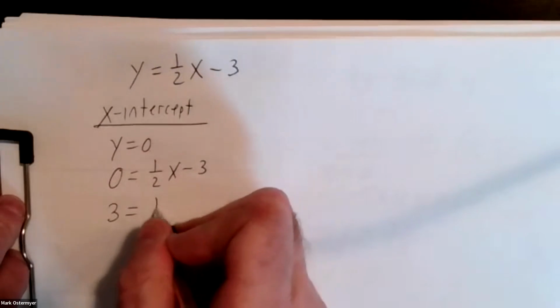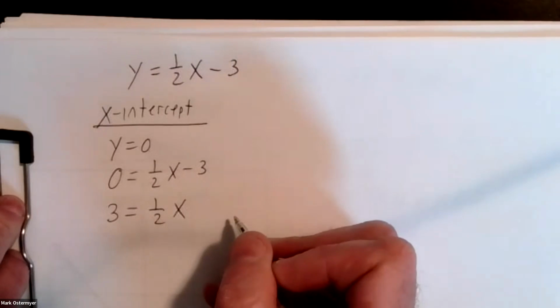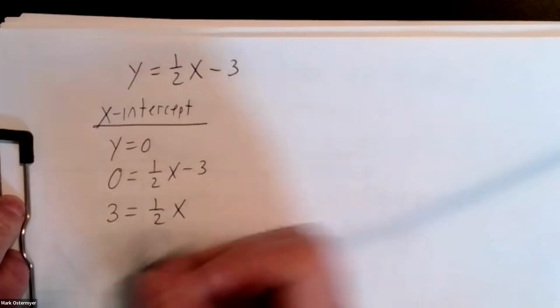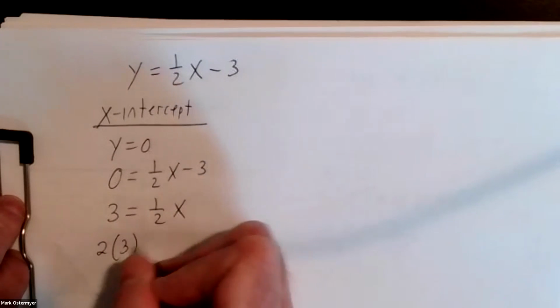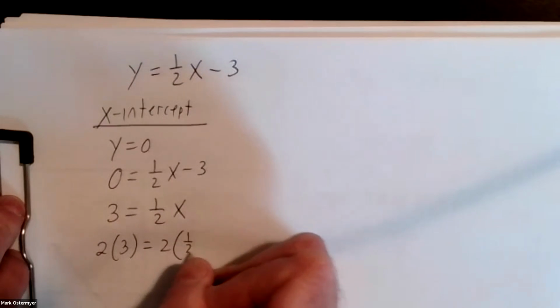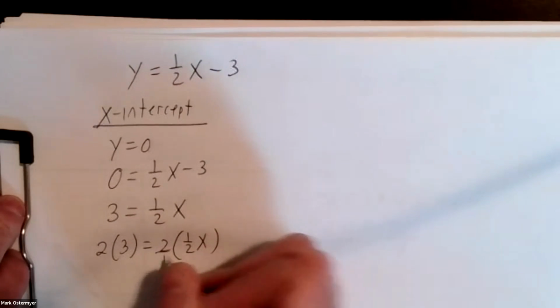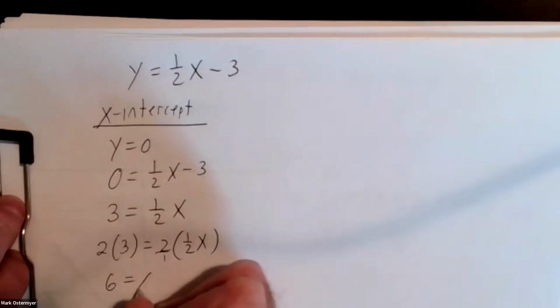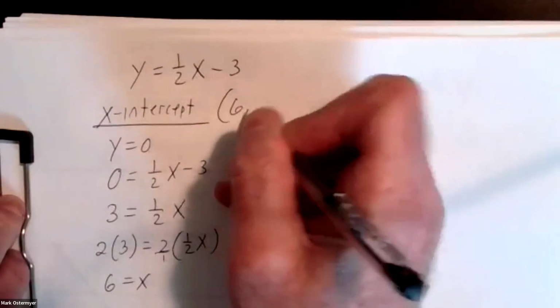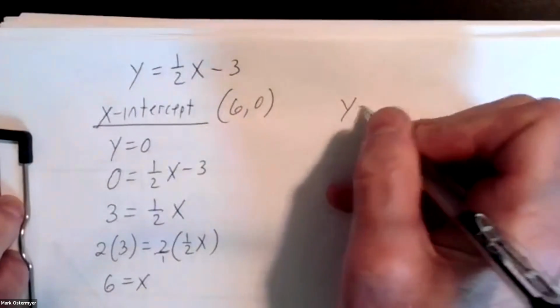To solve for x, we're going to add 3 to both sides of our equation. And then we multiply both sides by 2. And we get 6 is equal to x. So my x-intercept is 6, 0.